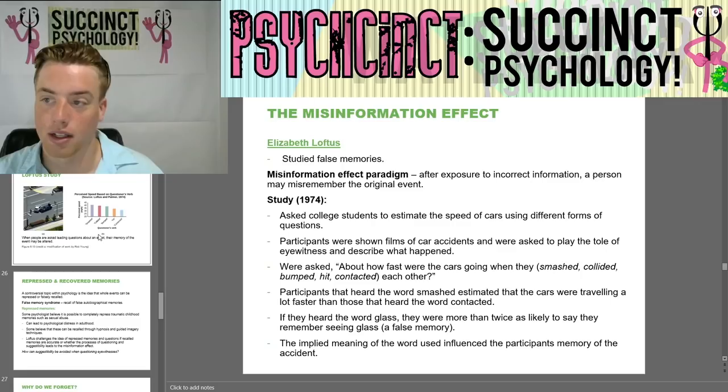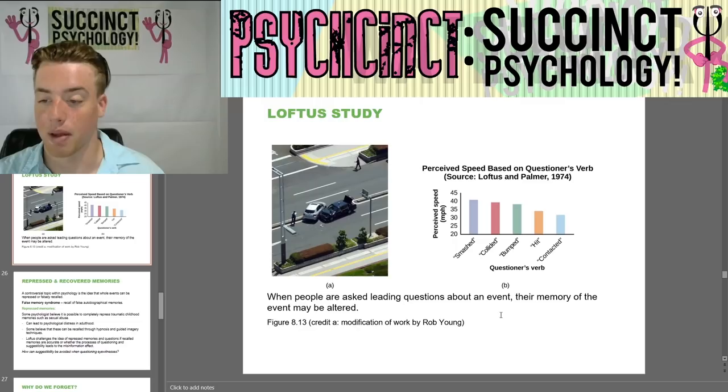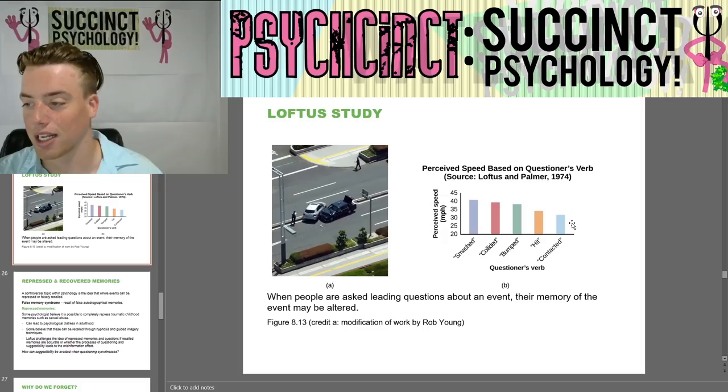So, the Loftus study. When people are asked leading questions about an event, their memory of the event may be altered. As we can see here, the perceived speed was much higher when they used words like smashed and collided, and when it got to words like bumped, hit, and contacted, the perceived speed was much lower.